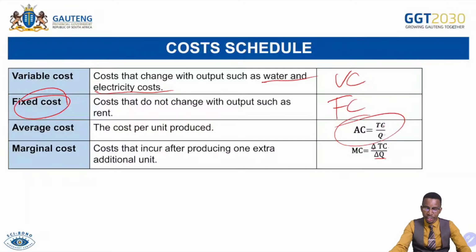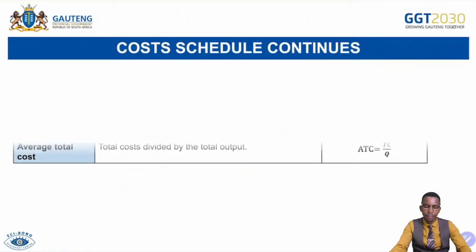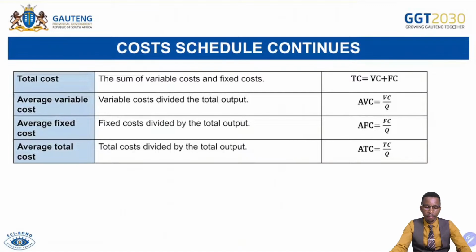So we look for the change in that situation. We continue. The total cost, the sum of all variable cost and fixed cost. So we call that total cost. How do we calculate? We say variable cost plus fixed cost. Average variable cost, the variable cost divided by the total output. So we say VC over Q. Then we get average variable cost.